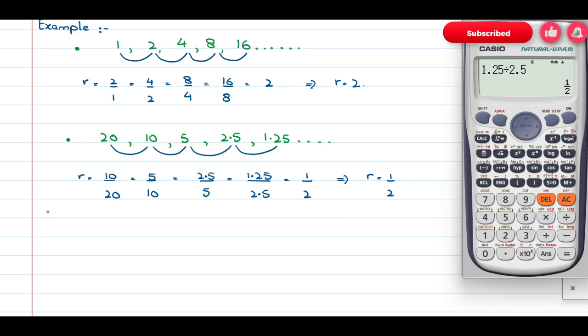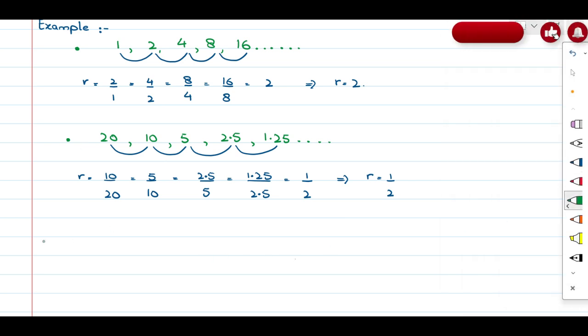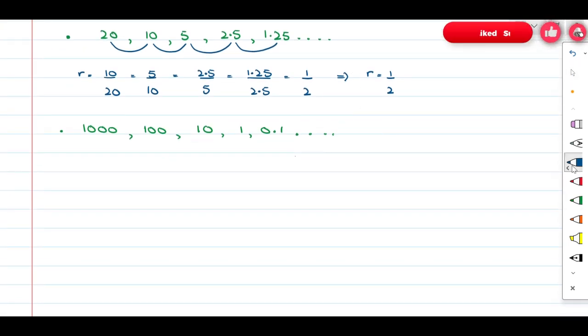Okay, now let's do another example. If I have 1000, 100, 10, 1, 0.1, and so on. Okay, sorry, this is 1, 0.1, and so on. Okay, now let me solve the common ratio.